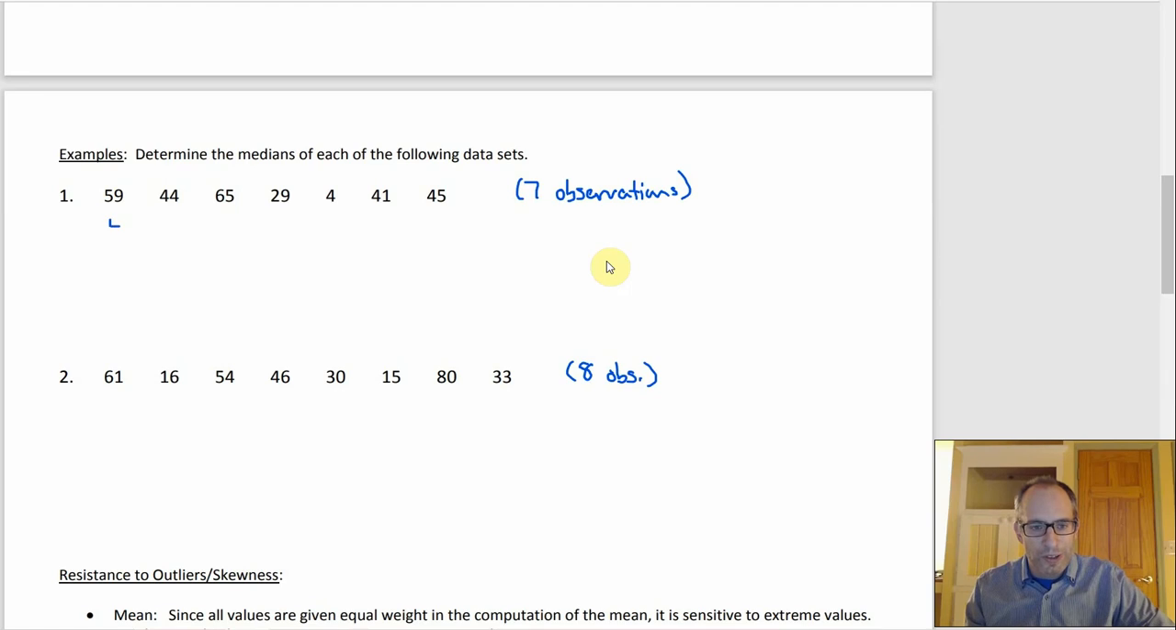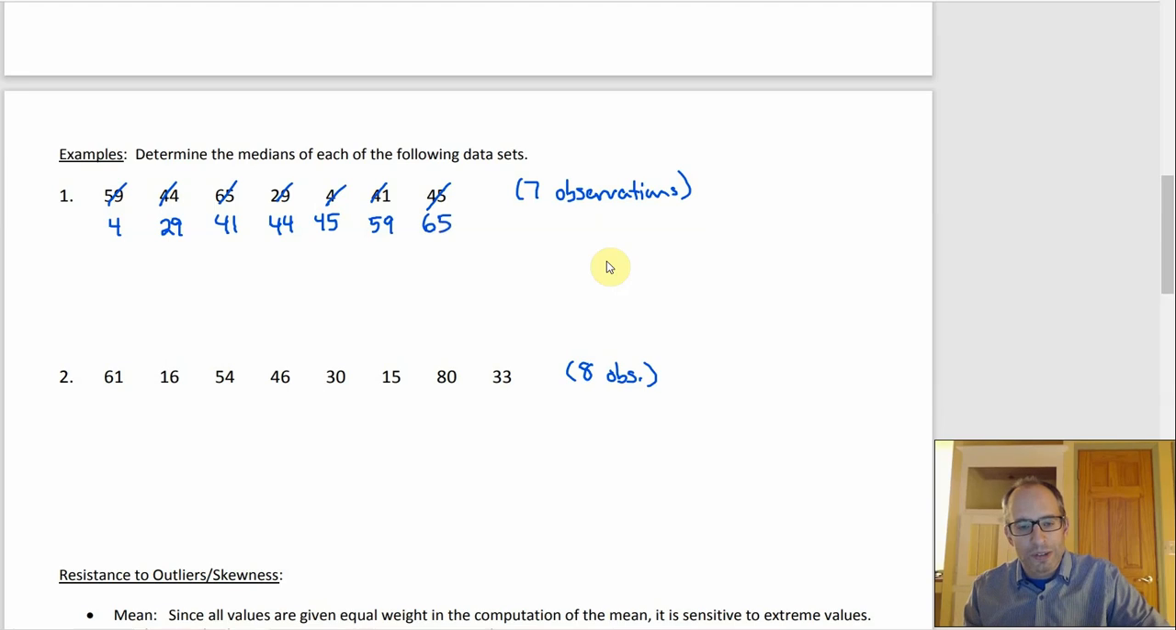So the smallest value is obviously 4, right? That jumps out because it's only a single digit. Then after that, let's see, we got a 29, that would be next. Then a 41, then a 44, and then a 45. All right, and then after that, 59, 65 in that order.